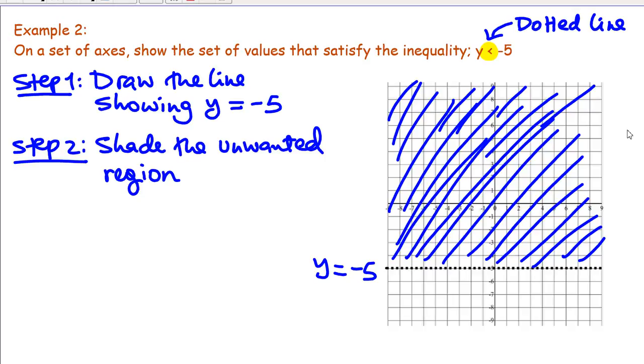So first of all, remember, draw the line showing y is equals to -5. It has to be a dotted line, and then shade the unwanted region. Good.